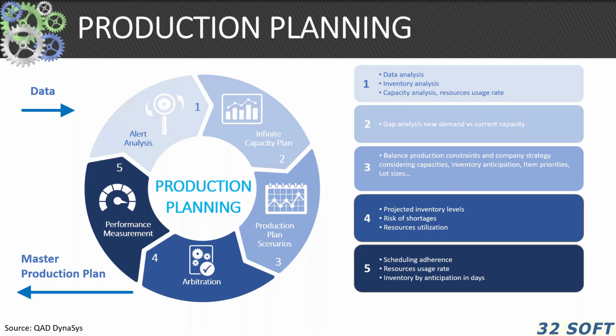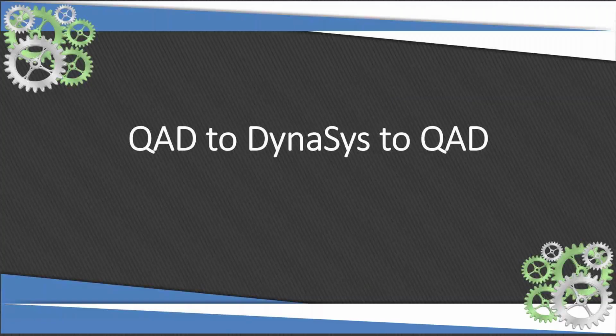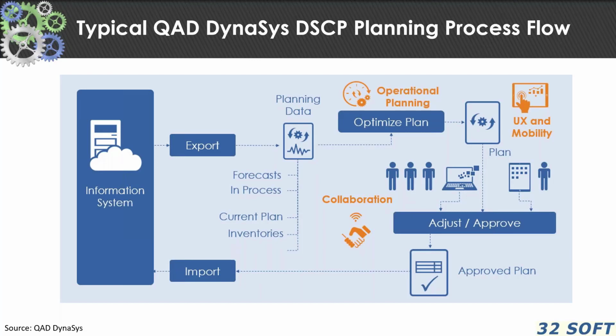It projects inventory levels, displays risks of shortages, calculates resource utilization, and scheduling adherence. Since QAD is the system of record, let's take a look at the API, the application program interface, between QAD and Dynasis to get a feel for the data elements which are critical to the operation of both Dynasis and QAD.